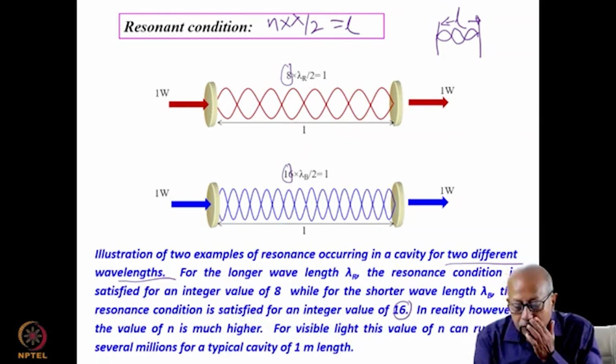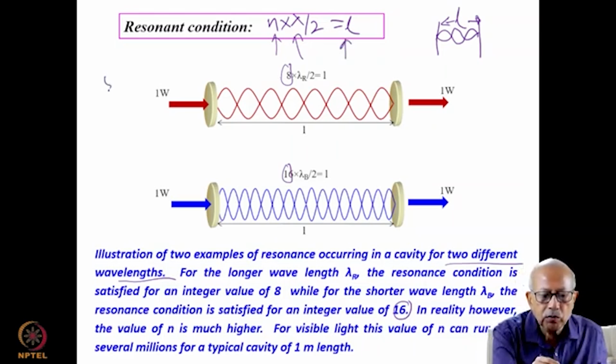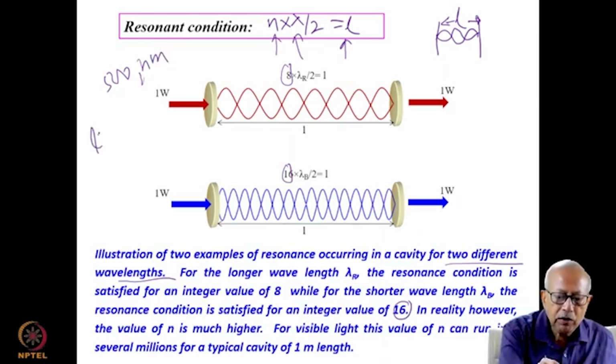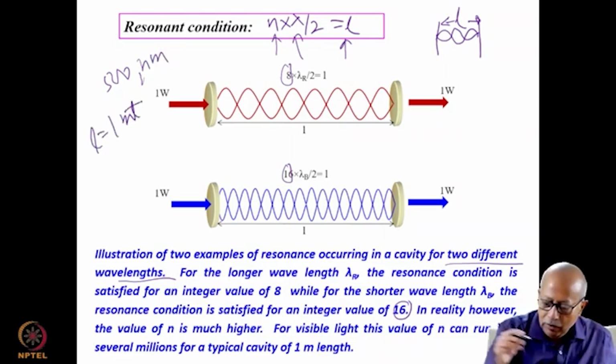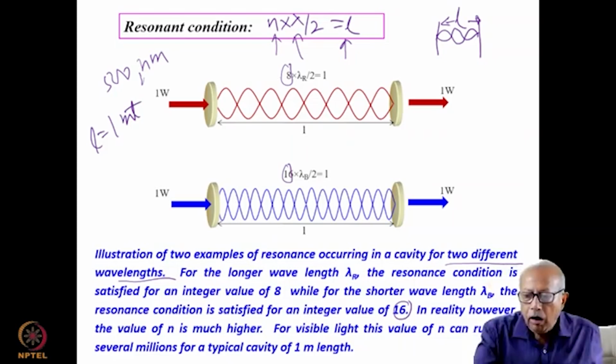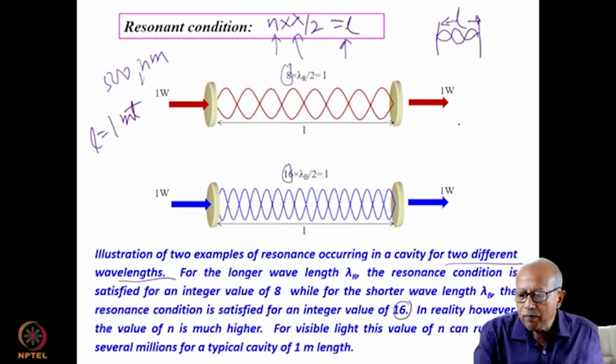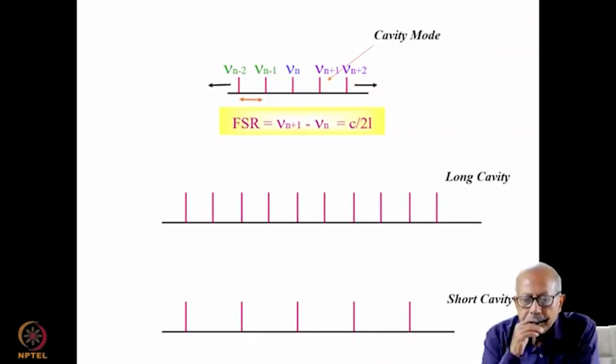You can calculate for visible light. You plug in values for visible light, which could be, say, blue light, 500 nanometer wavelength, and for a cavity of length 1 meter, you will see that n can run into several millions. However, you may still be wondering, so what?